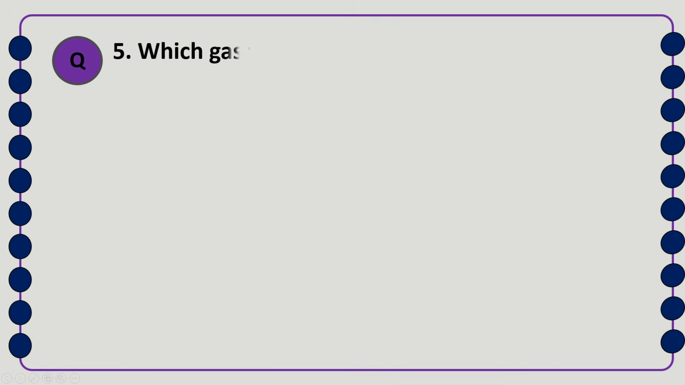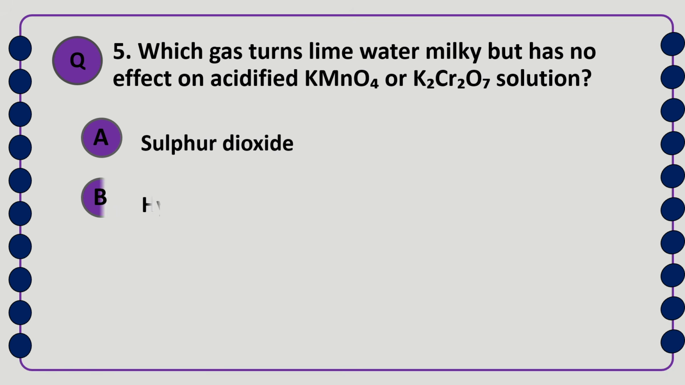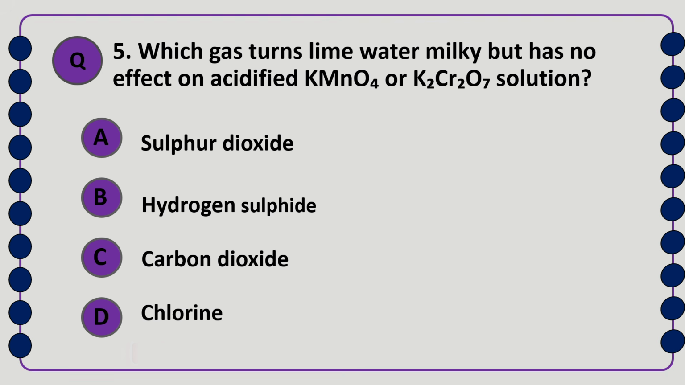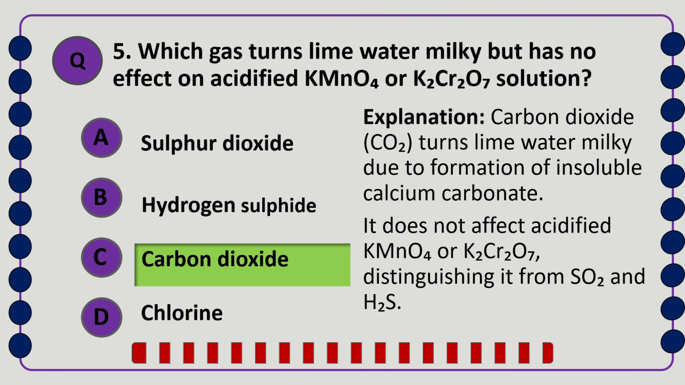Question number 5. Which gas turns lime water milky but has no effect on acidified KMnO4 or K2Cr2O7? The options are sulfur dioxide, hydrogen sulfide, carbon dioxide and chlorine. Let me tell you students, KMnO4 is potassium permanganate and K2Cr2O7 is potassium dichromate. The option is carbon dioxide. Let us see. Carbon dioxide turns lime water milky due to the formation of insoluble calcium carbonate.